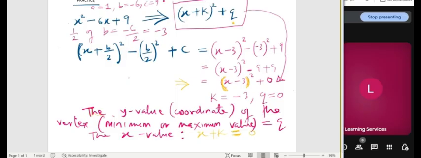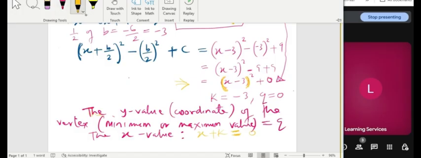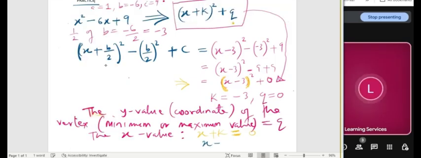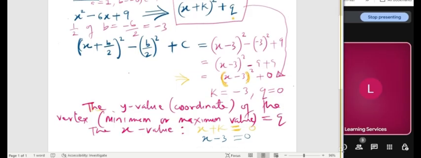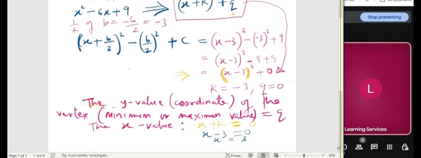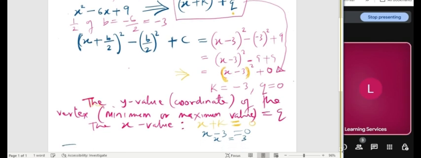So can we do that? That will be x minus 3 equals 0, isn't it? Just express whatever is inside the bracket equals 0. And that gives x equal to what? Plus 3. And that's how we can easily tell the coordinate of the vertex.